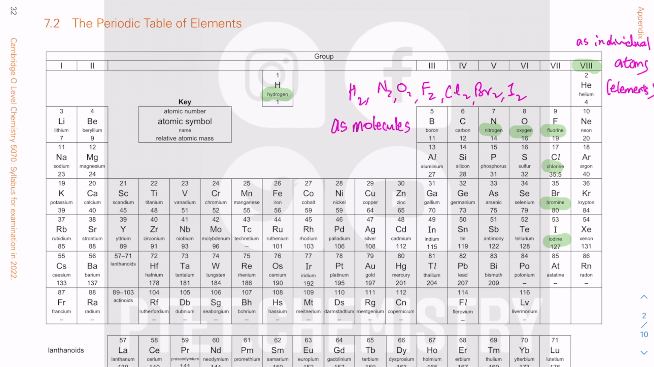Okay, so molecules are not single atoms. Molecules are made out of more than one atom. So if you have more than one atom combined together, you have a molecule. All right, so these are molecules, and they are also elements.